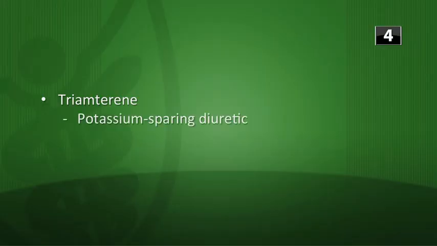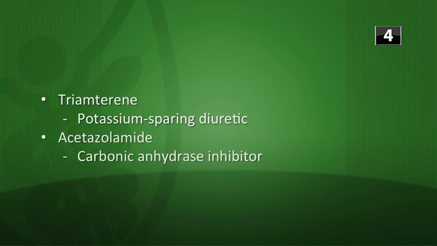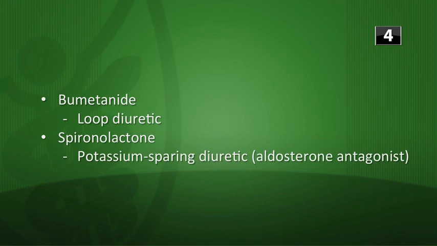All right, first question. What type of diuretic is each of the following drugs? So again, it's not enough to simply recognize these drugs as diuretics. You need to know what kind of diuretics each one is. So triamterene is a potassium-sparing diuretic. Acetazolamide is a carbonic anhydrase inhibitor. Hydrochlorothiazide, it's pretty easy, it's a thiazide diuretic. Bumetanide is a loop diuretic. Spironolactone is a potassium-sparing diuretic, more specifically an aldosterone antagonist.